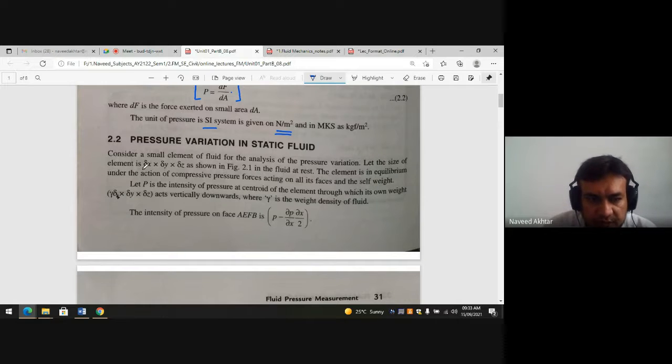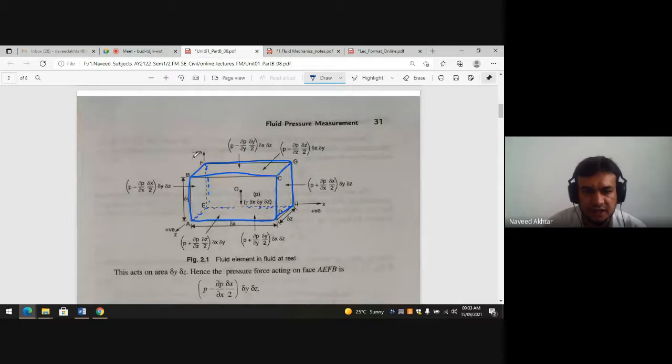Let the size of element be delta x, delta y, delta z. The size of element, if you see here, is delta x in the x direction, delta z in the z direction, and delta y in the y direction. So you can say delta y, delta x, and delta z. Okay. So likewise, you have to consider.